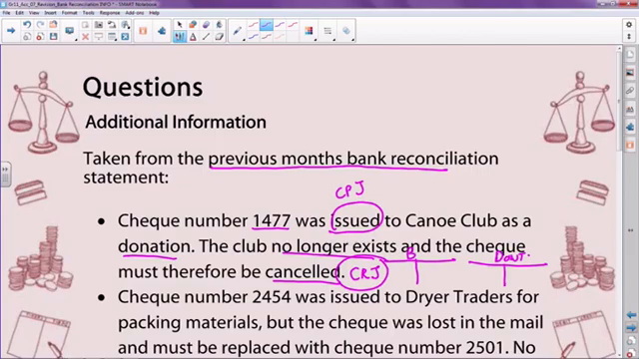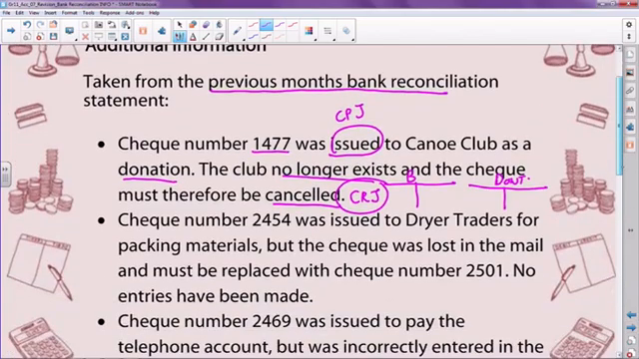Okay, the next bit of information. Check number 2454. So they're now referring to another outstanding check. Check number 2454 was issued to Dreyer Traders for packing materials, but the check was lost in the mail and must be replaced with check number 2501. No entries have been made.